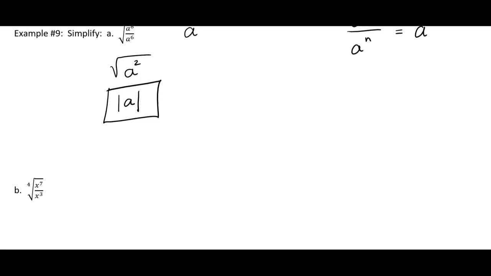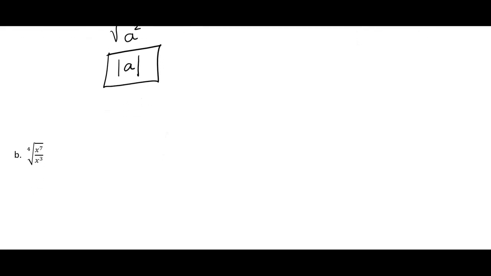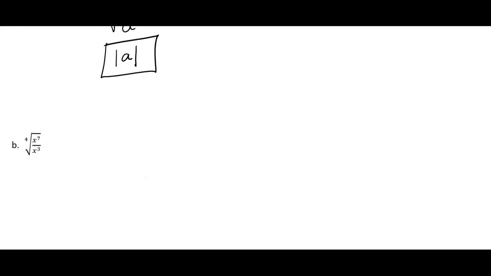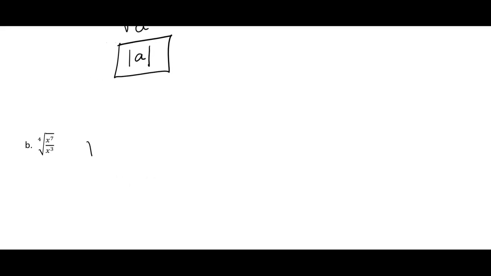All right. Now we have the fourth root of x to the 4th. So, it's got to be the absolute value of x, because it's an even root. All right. And we don't know if x is positive or if it's negative.